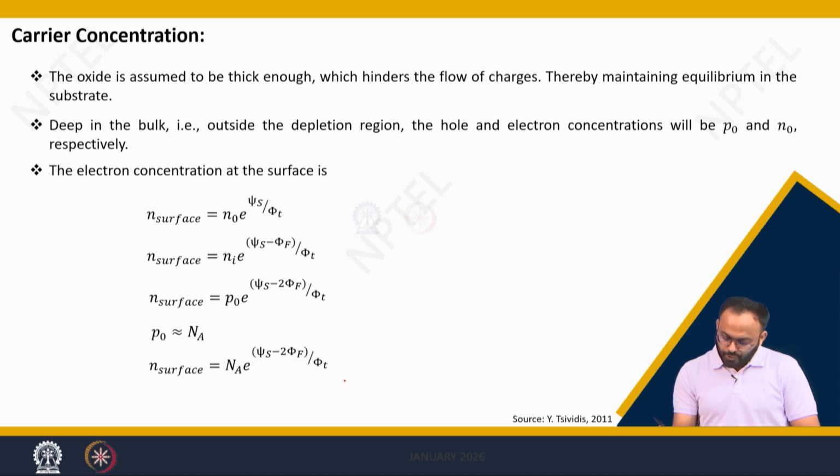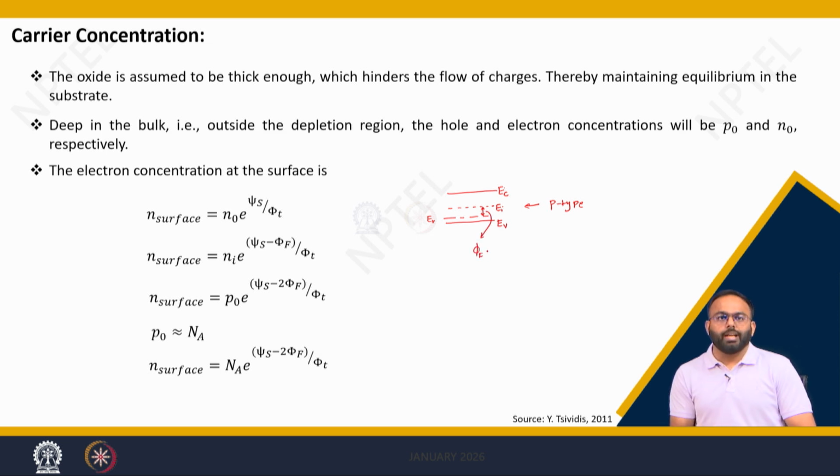To do that, before going into the equation, let me revisit the basics of the band diagram. I am drawing a band diagram for a p-type semiconductor. This is the intrinsic level EI, this is the conduction band, and this is the valence band. The Fermi level is somewhere here, close to the valence band. This quantity we call phi f, the Fermi potential.